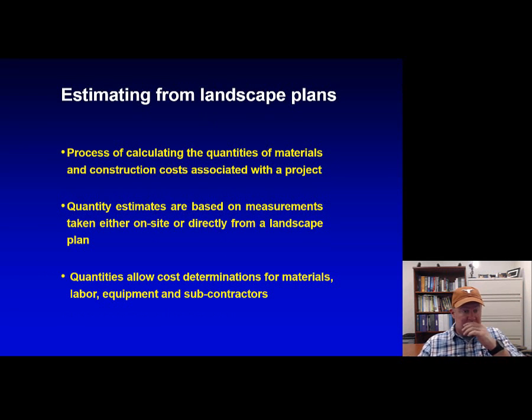Estimating for landscape plans is a process of calculating the quantities of materials and construction costs associated with a project. Quantity estimates are based on measurements taken either on site or directly from a plan. And then quantities allow cost determinations for materials, labor, equipment, and subcontractors. So, guys, what I try to tell my students to do is break down the plan into geometric shapes that we know we can find the square footage for.